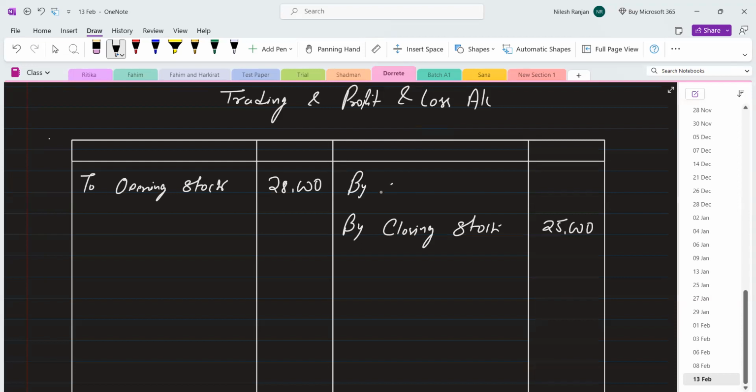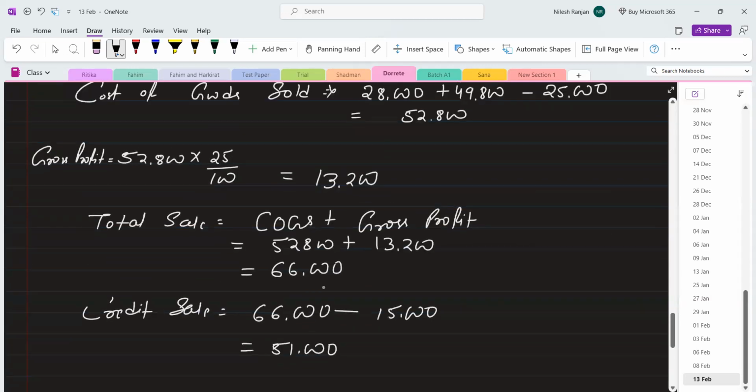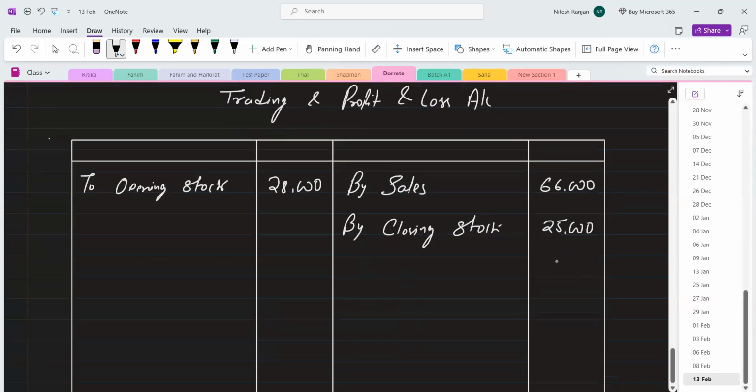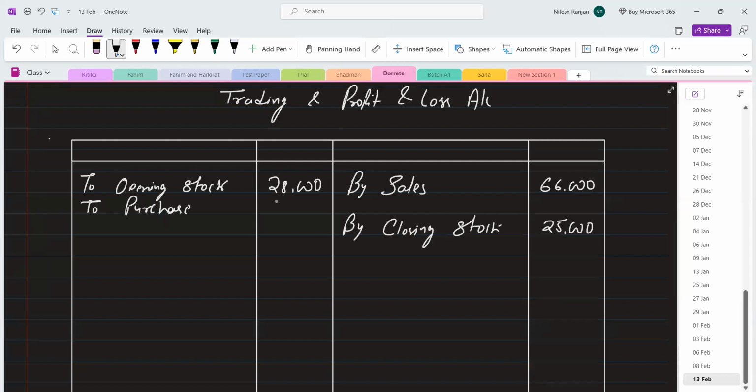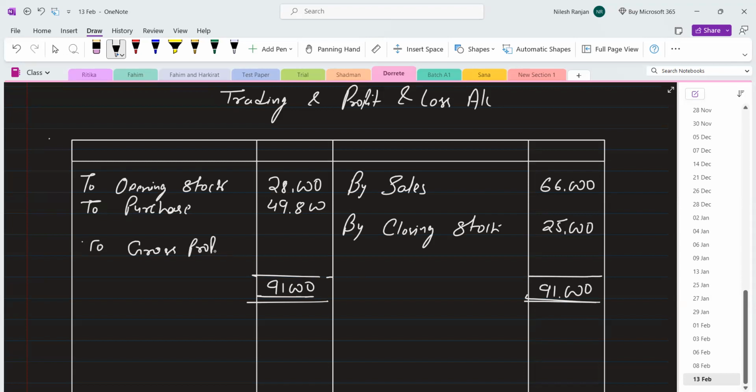Okay, by sales it is 66,000 total sale. We have calculated here total sales 66,000. 51,000 is credit, 15,000 is cash. So total 66,000. Now to purchase, it is 49,800. So it is 91,000 here, 91,000, and to gross profit. So this is your trading account.